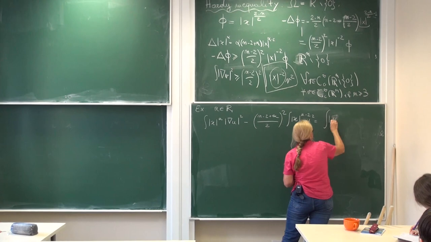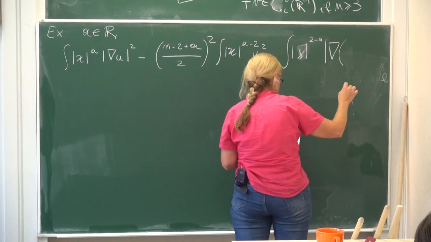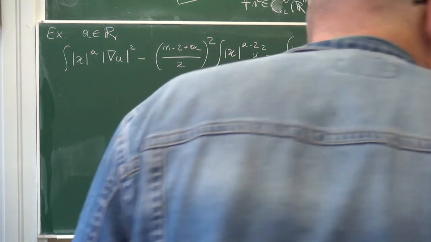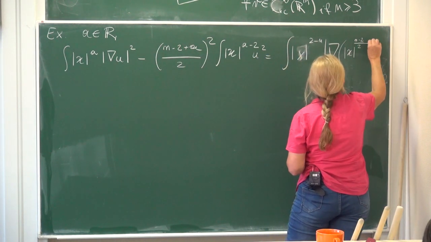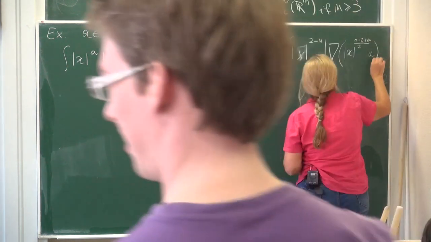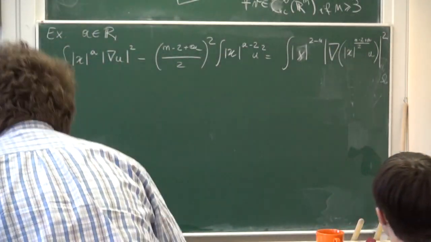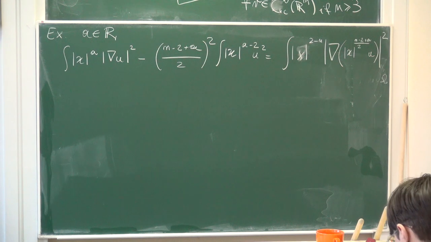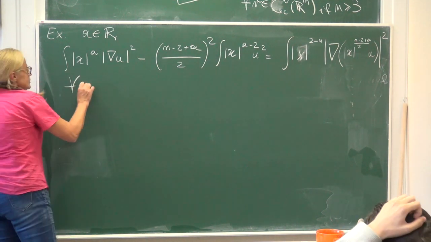No. This is wrong. This is a mistake. This is an exercise. I hope it's correct. So that's another homework. No. That's another homework. Try if it's correct.